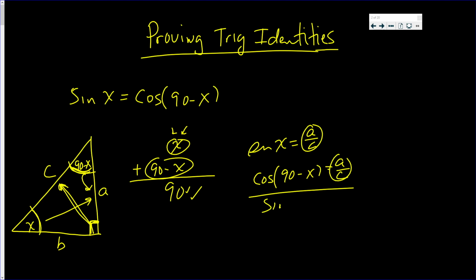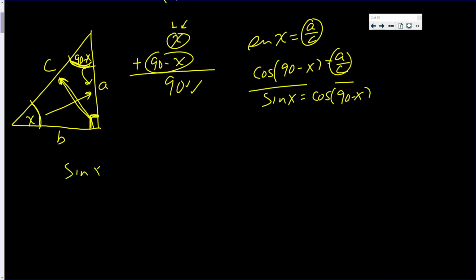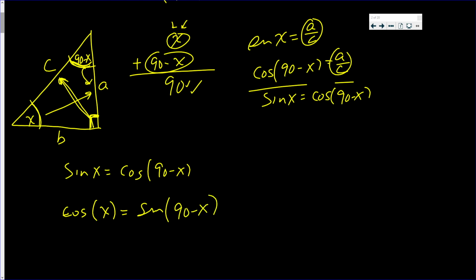Look at that. The sine of x is the cosine of 90 minus x. Exactly what I was asked to prove. Now, I just want to write that one down. I claim that the cosine of x is equal to the sine of 90 minus x.